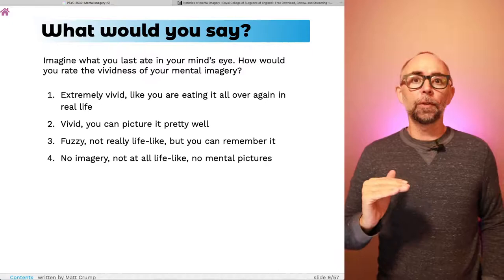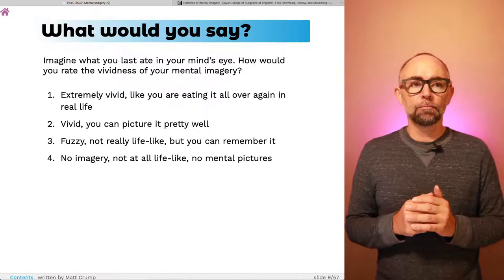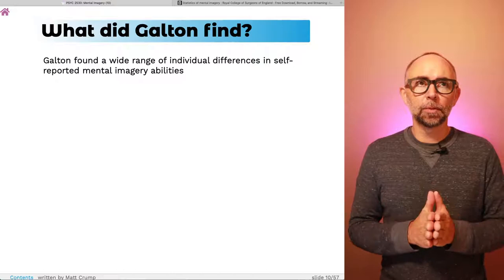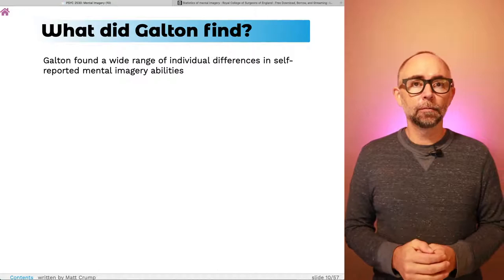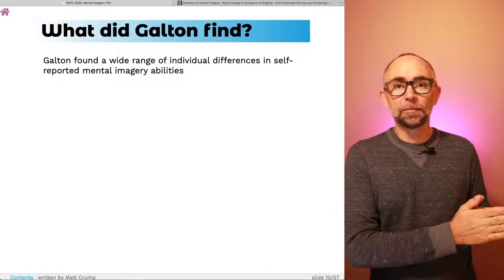So now that you have maybe considered what kind of number you would give for yourself, let's go and see what those 100 people wrote back to Galton. So what did Galton's participants say? What did Galton find? Remember, Galton was asking these people to describe the vividness of their mental imagery. So the main thing that Galton found in the 1880s was a wide range of individual differences. The people reported almost everything from extremely vivid to nothing at all.